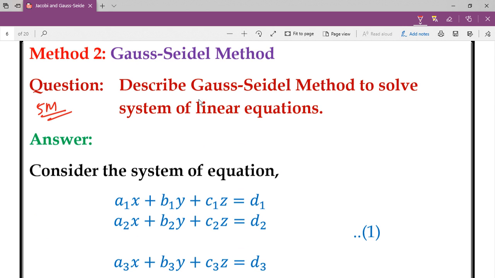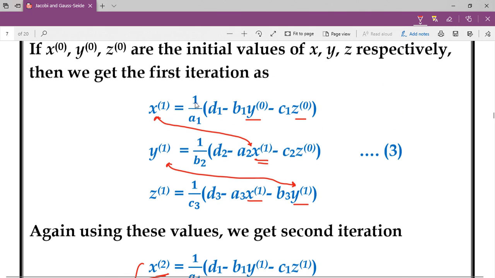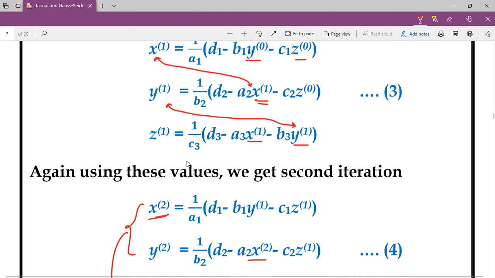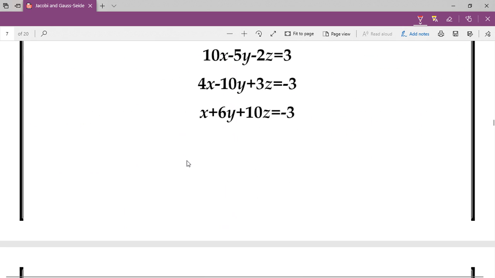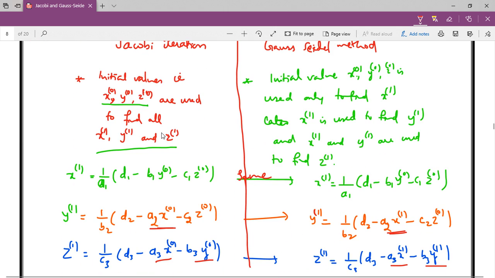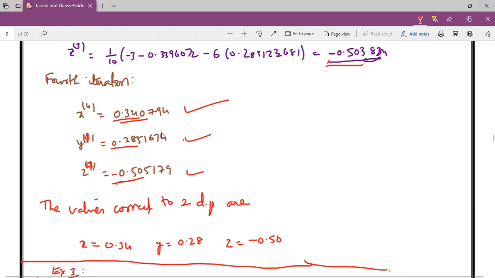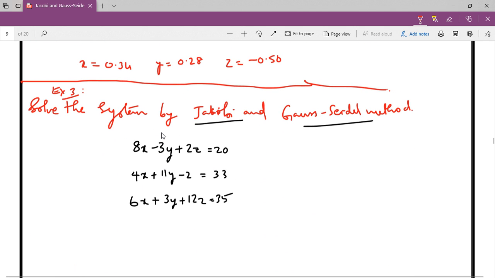So we have seen what is the Gauss-Seidel method and how to operate the Gauss-Seidel method. Here, after obtaining x1 we are replacing x0 by x1 in the y1. So this is how we have solved this example too. Also, we have seen what is the difference between Jacobi-iteration as well as Gauss-Seidel method. So now we shall continue with the next example.